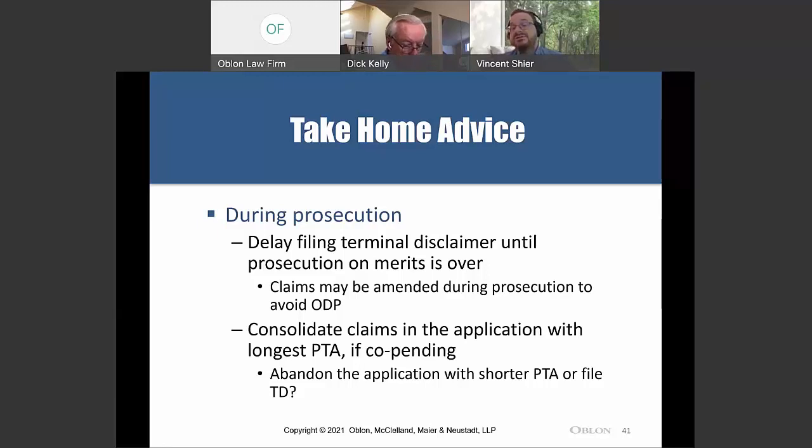And then take a careful look at that child application, the one that might have a shorter PTA, or even if they're not same family, if the second case is going to have a shorter life cycle, you may want to abandon that case after consolidating claims into the case that would expire later, just to avoid double patenting problems. And of course, you file a terminal disclaimer as a last resort. But again, be wary, because that may set a trap on your parent application to consolidate the claims into.